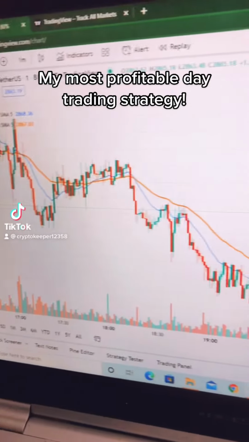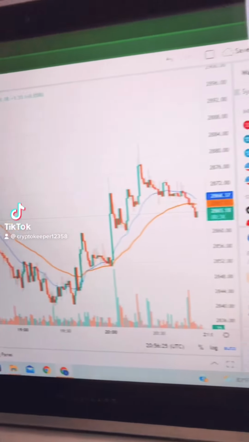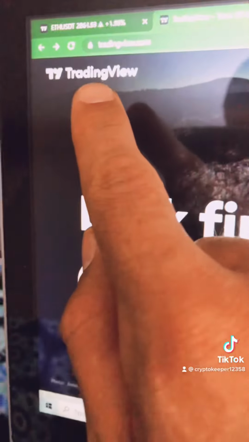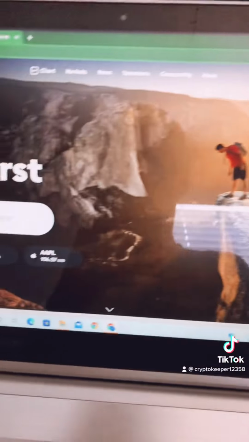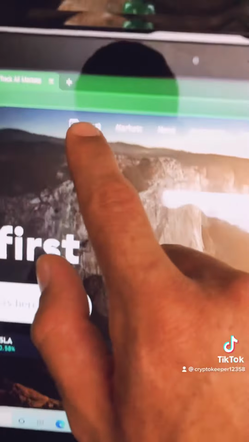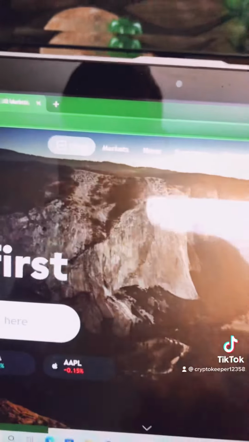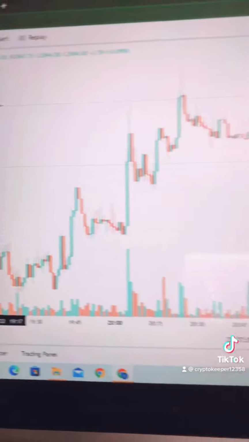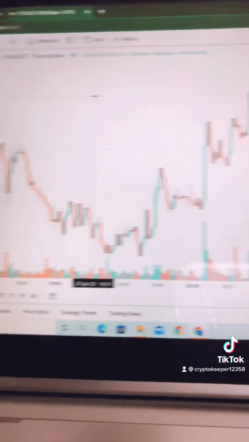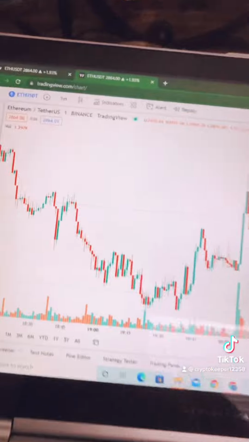My most profitable day trading strategy. First thing you want to do is find a charting platform like TradingView. This is 100% free. From here, you can go to your chart and you can pick a currency or crypto pair, depending on what you're trading, even stocks. Once you've done that, your chart should look something like this.